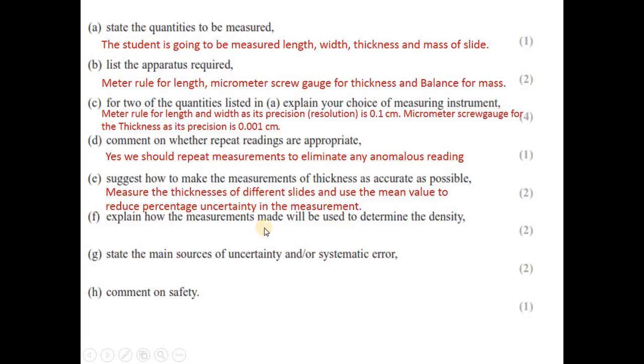Explain how the measurements made will be used to determine the density. You will multiply length, width, and thickness to get volume, and then rho is equal to mass over volume. So you can say that you can measure the length. Volume is length into width into thickness, and then density can be found using mass over volume.